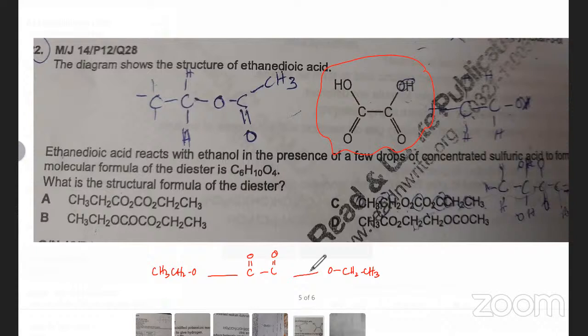So the question is, which one is the correct option now? B. So it's going to be CH3CH2O, and then CO, and then CO and then O, so CO2CH2CH3. So it's going to be B.